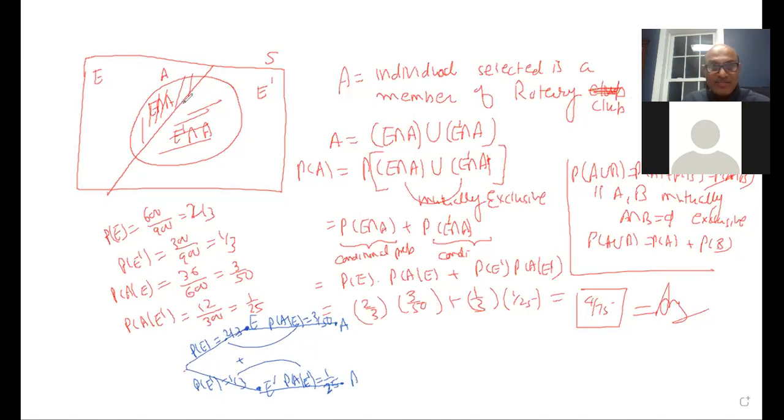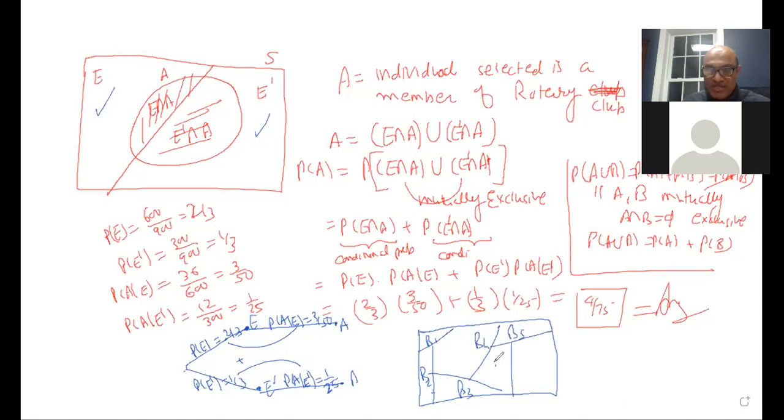So here I have just taken two events: one is employed, one is unemployed. In general, I can have multiple events like this. Suppose I have one space like this, with B1 over here, B2 over here, B3 over here, then B4, B5, B6, B7, and so on. And suppose I have some event like this, event A.